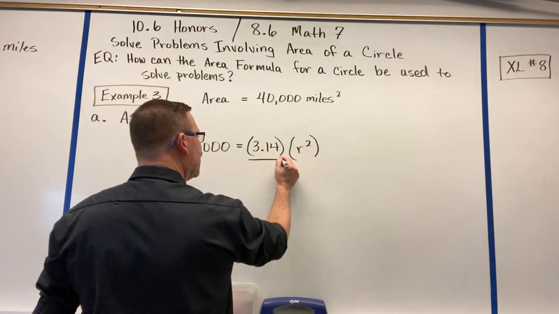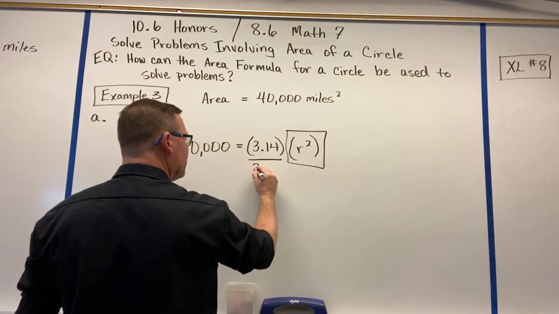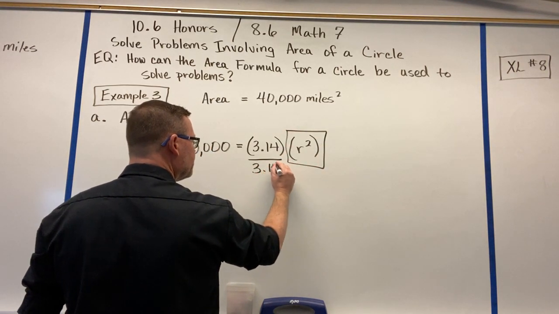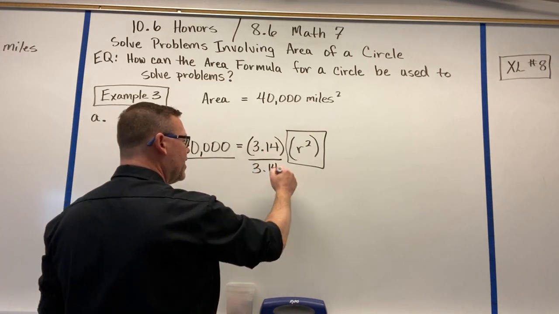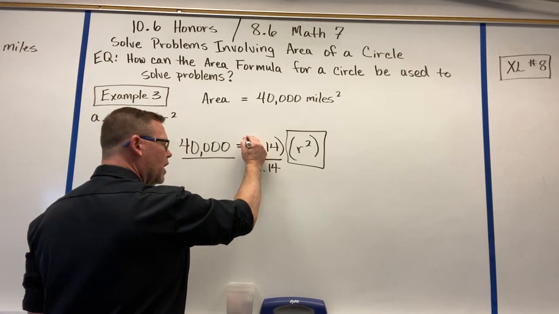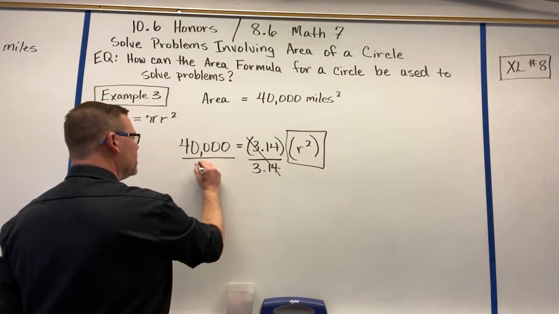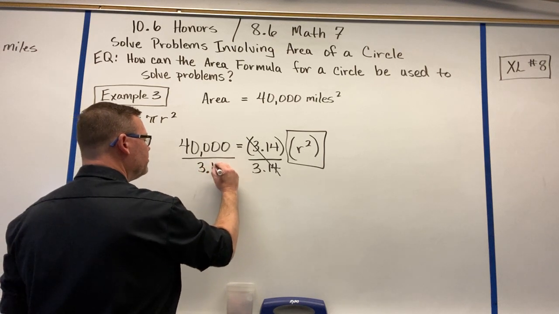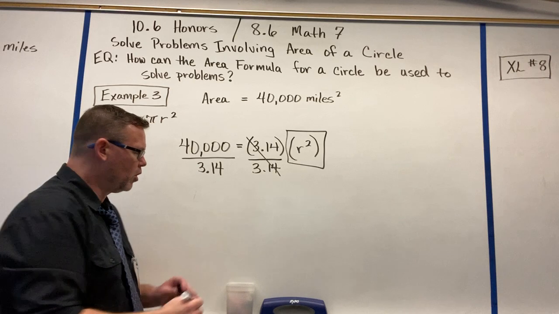I have to divide to get rid of this so that we can isolate radius squared. I have to divide by 3.14. But I also have to do it on the other side of the equation. Now remember, when we divide a number by itself, it becomes 1. Then 1 multiplied by r squared is just r squared. So then I'm going to divide by 3.14 here. Now I'm going to switch this around so that we always have the variable on the left.